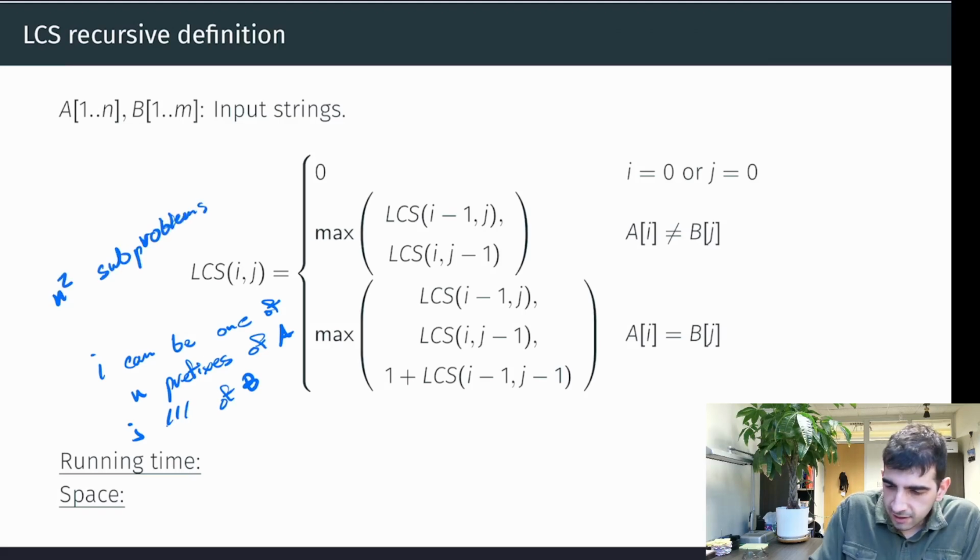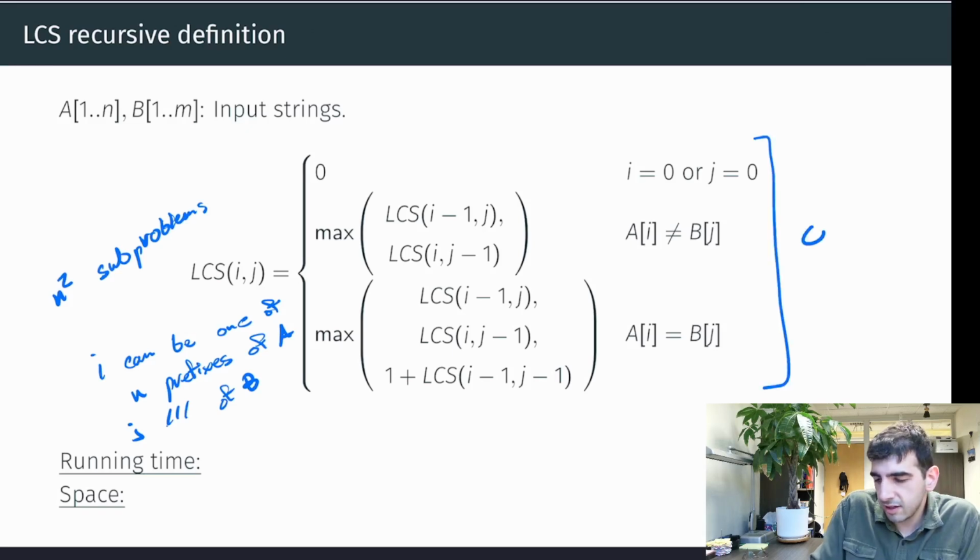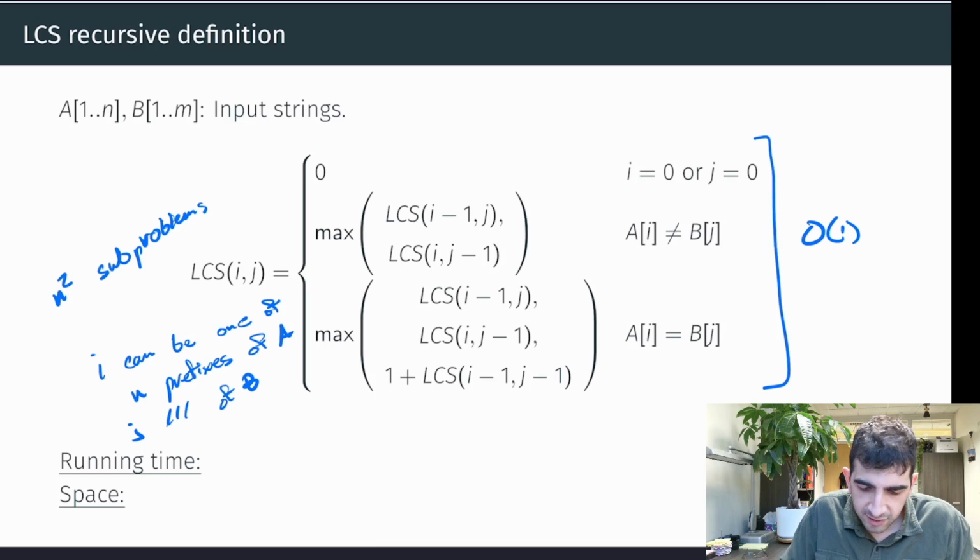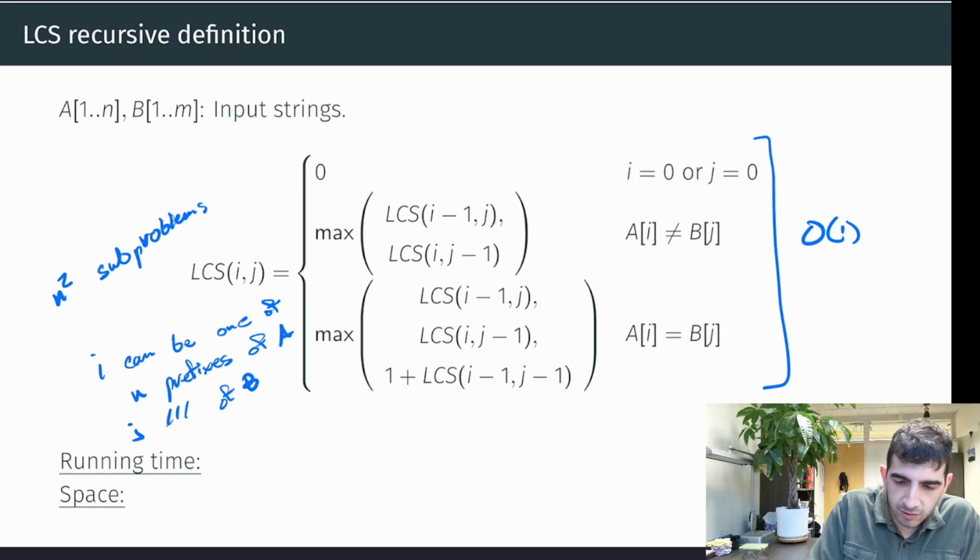And calculating this whole thing, how much time does it take? It takes constant time. It's some number of calculations, some number of if statements and additions and so on. But really, all that doesn't change as the input size increases or decreases. So it takes some constant time. So the running time for this whole thing becomes O of n squared.